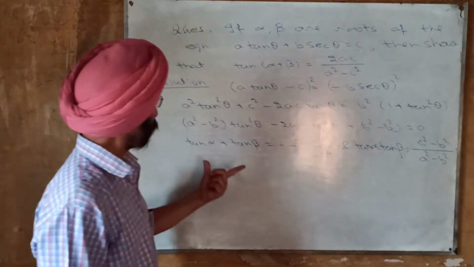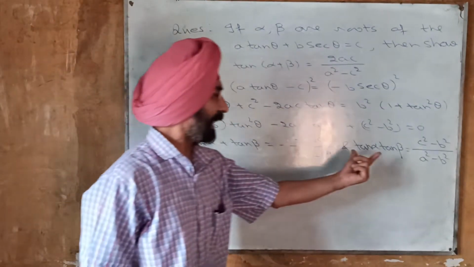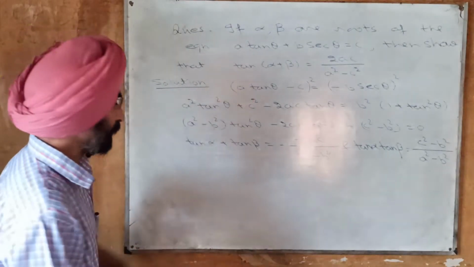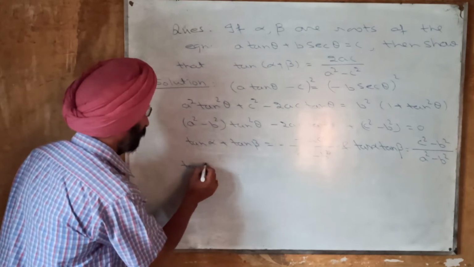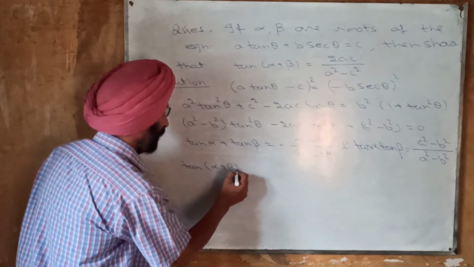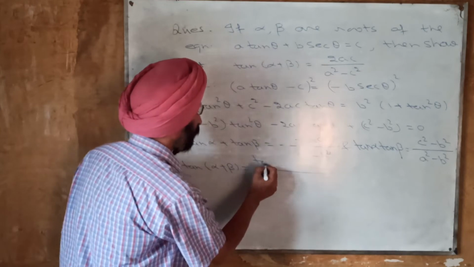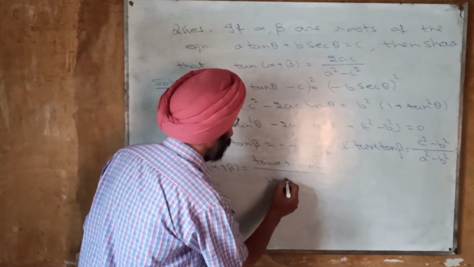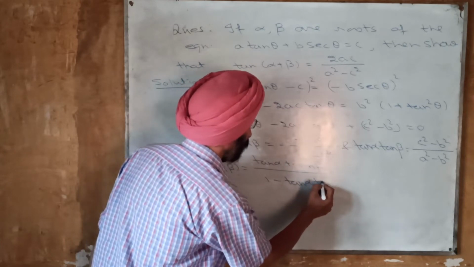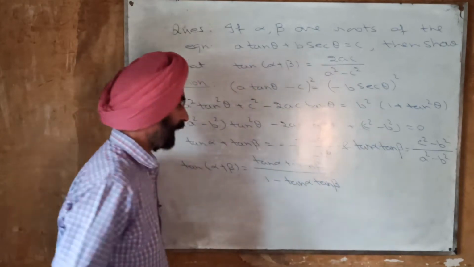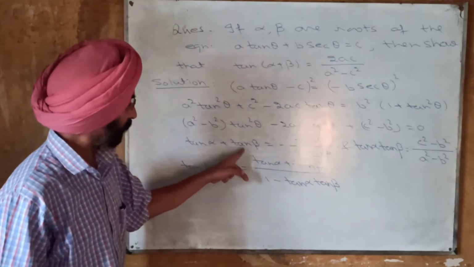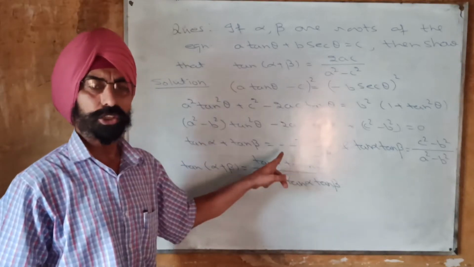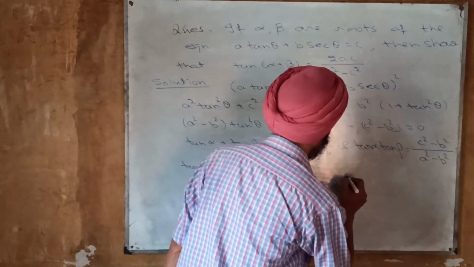So we have the values of tan alpha plus tan beta and tan alpha tan beta. But what are we to get? We are to get tan of alpha plus beta. And we know that tan of alpha plus beta is equal to tan alpha plus tan beta divided by 1 minus tan alpha tan beta. And you now have the values of tan alpha plus tan beta as well as the value of tan alpha tan beta. So you just need to substitute the values and simplify.